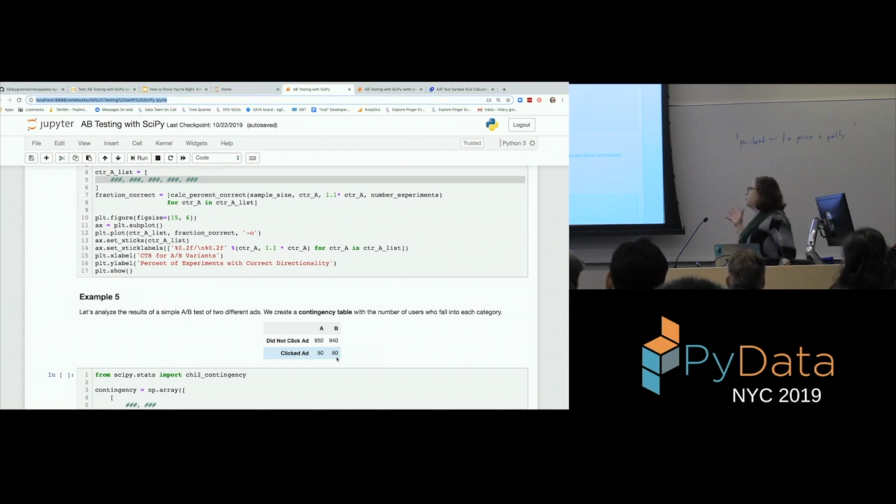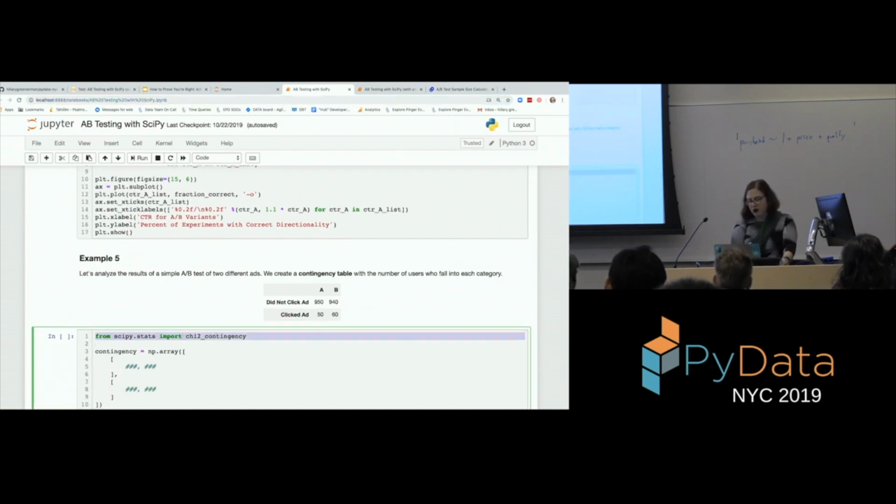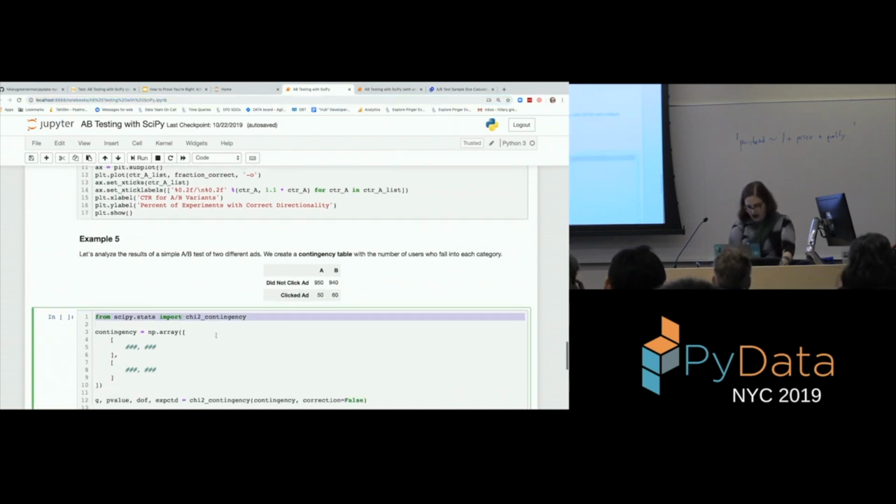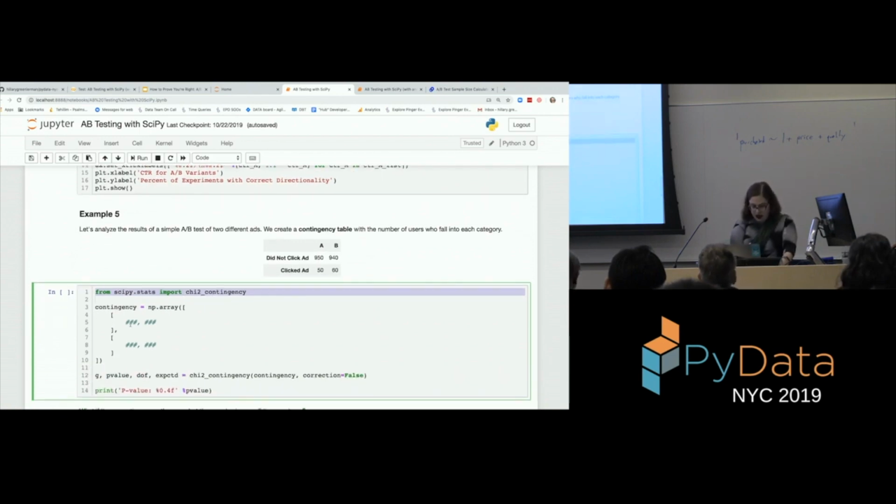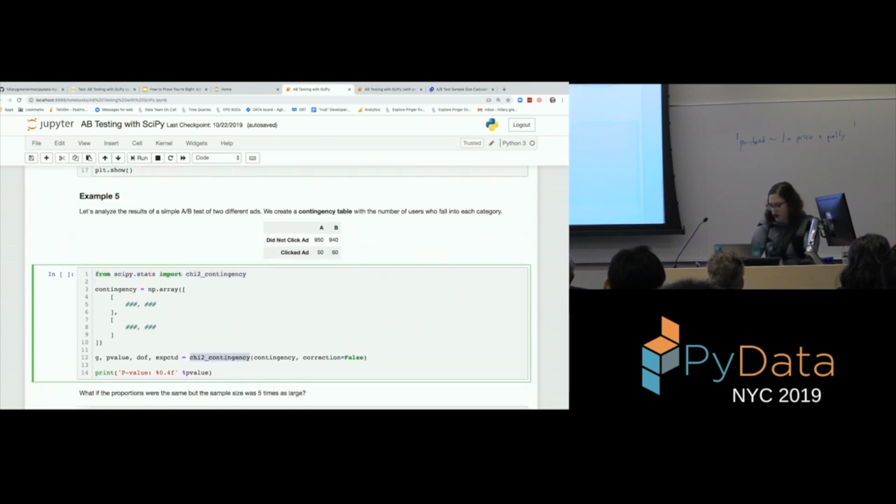So it's important to remember here, intuitively you might think that row one should be the whole total number of people in the test, and row two would be the number of people who clicked, and that's not right because the cells should be mutually exclusive. So in this case, what you can see is the total number of people who saw variant A was 1,000 and the total number who saw B was 1,000. So once we have that, from scipy.stats, we import chi2_contingency, and that's the test we'll be using. And then we create a NumPy array that represents our contingency table. And then all we do is call chi2_contingency with the table that we created.